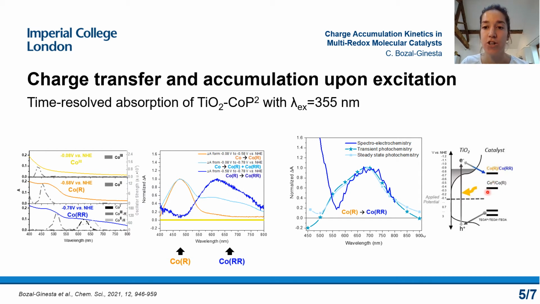Then, upon excitation, the photoexcited electrons reduce cobalt-R to cobalt-RR. Then cobalt-RR, within 1 second, reoxidizes back to cobalt-R by transferring electrons back to the conduction band of TiO2 or by transferring electrons to the electrolyte. We did these same experiments in the presence of water, and we saw the same signal but decaying faster, which we took as a sign that these cobalt-RR species are active in water and can react with protons to evolve hydrogen.